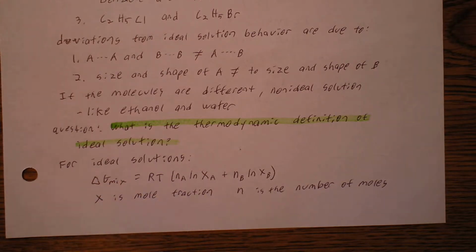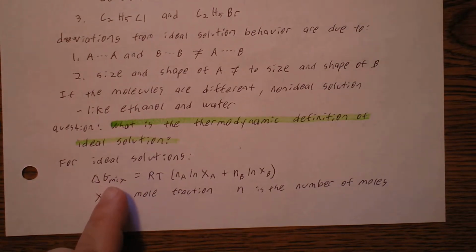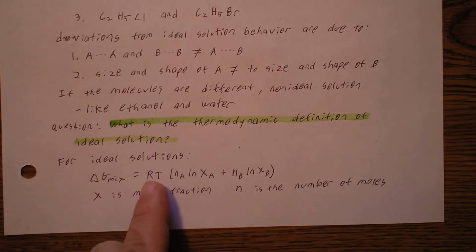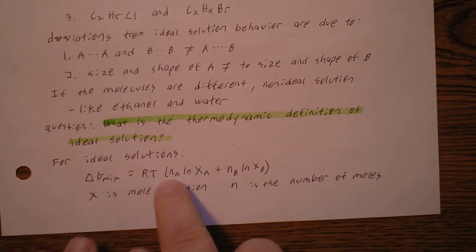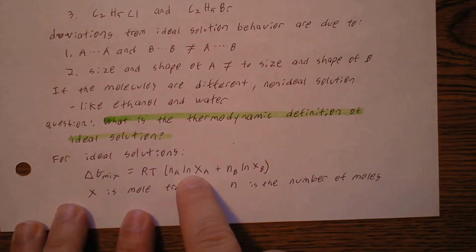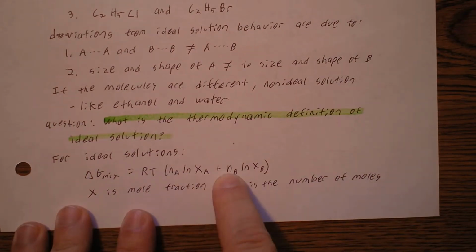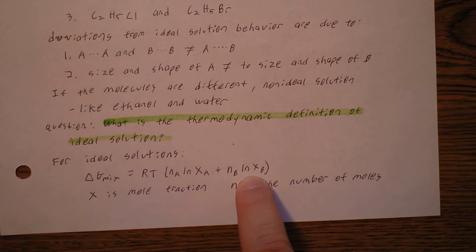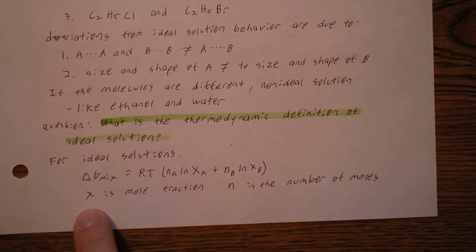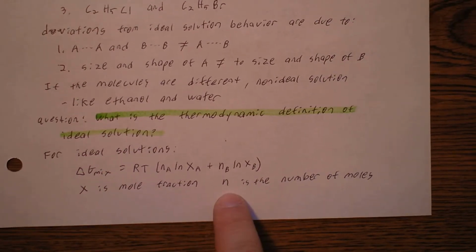Okay, so for ideal solutions, the change in the Gibbs free energy of mixing is equal to the gas constant R times the absolute temperature times this quantity: the number of moles of substance A times the natural log of the mole fraction of substance A plus the number of moles of substance B times the natural log of the mole fraction of substance B. So like I said, chi or X is the mole fraction and n is the number of moles.